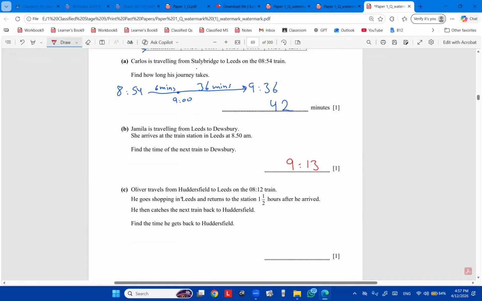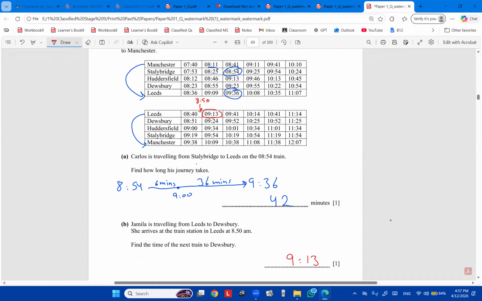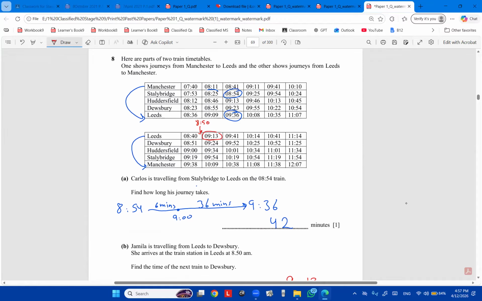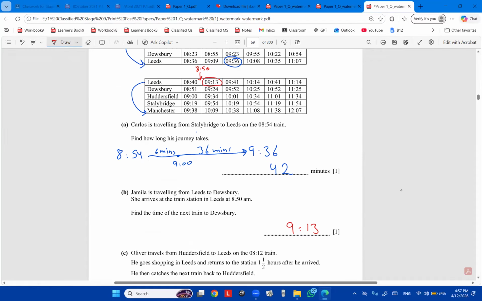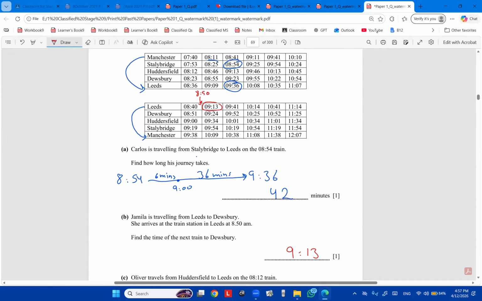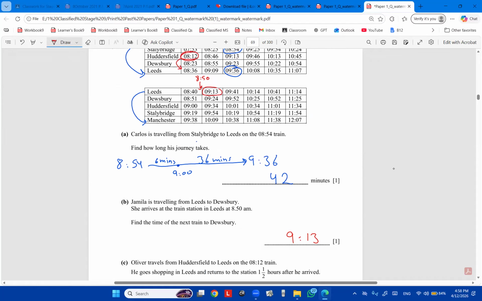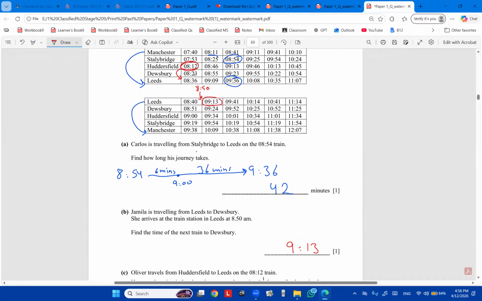Oliver travels from Huddersfield to Leeds on the 8:12 train. So let's go to Huddersfield to, they said Leeds. The 8:12 train. So he's going to take this train until Leeds. All right. So he arrives at 8:36 in Leeds.